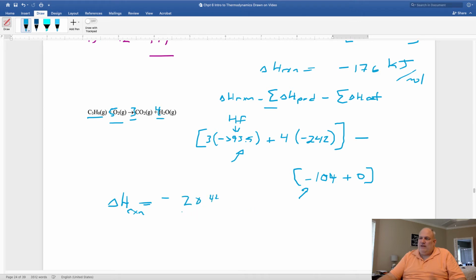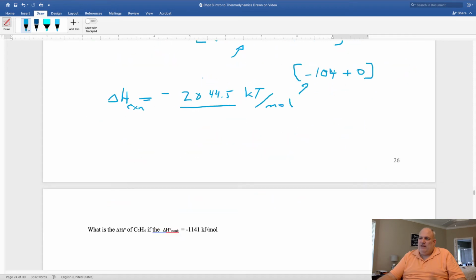Change in enthalpy of the reaction is going to be minus 2,044.5 kilojoules per mole. Now that is a non-significant figure-friendly number, but for right now, I'm not going to pay that much attention to it. That's a lot of energy that is being kicked off, and that kind of makes sense because this is a combustion reaction. Now, those are the two basic ways you're going to see a problem presented to you.